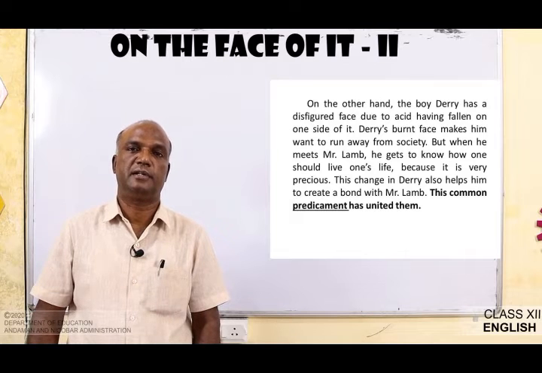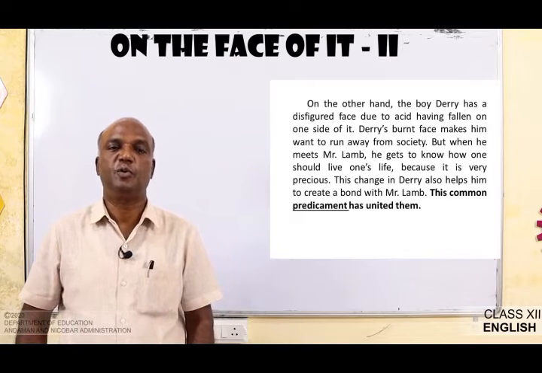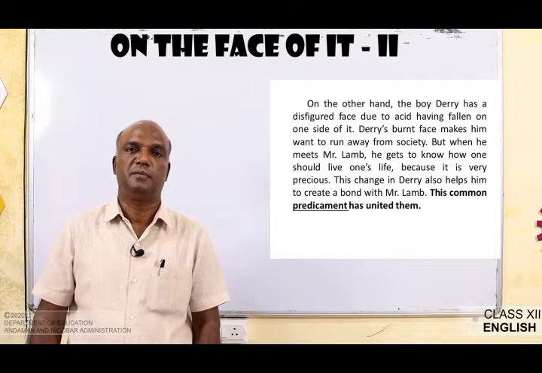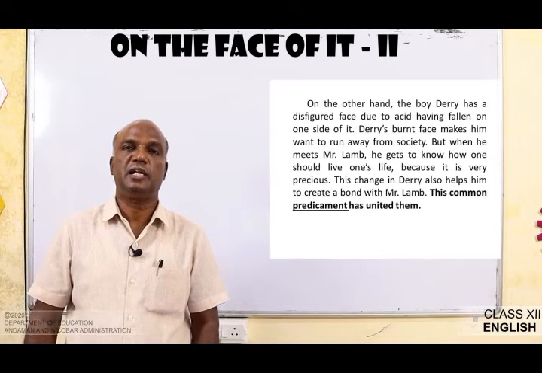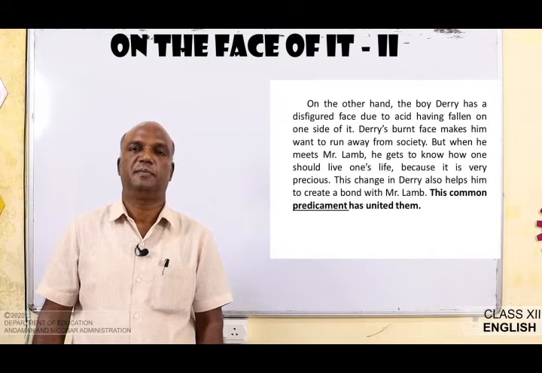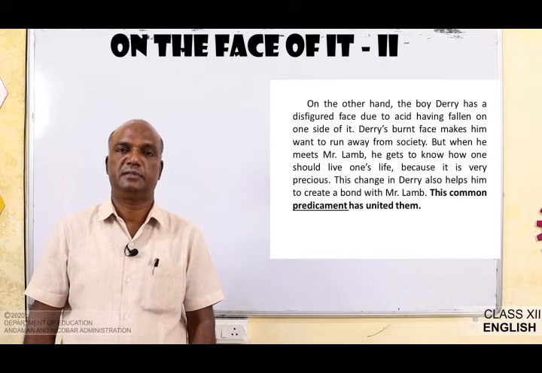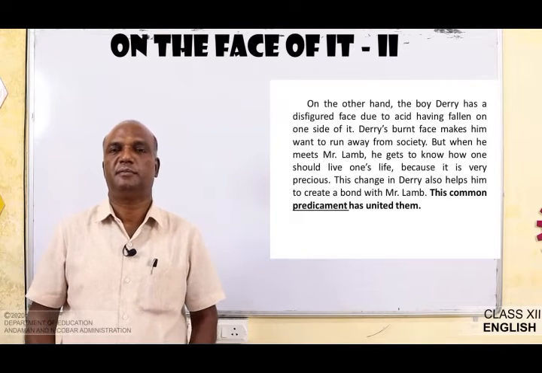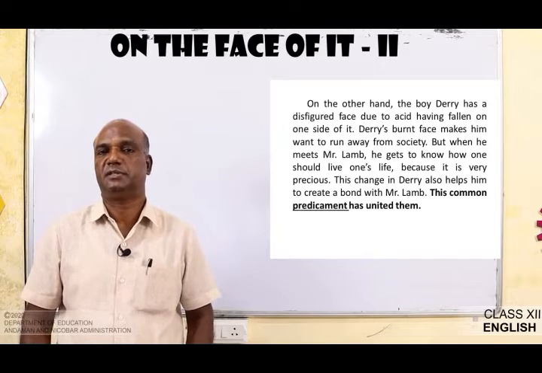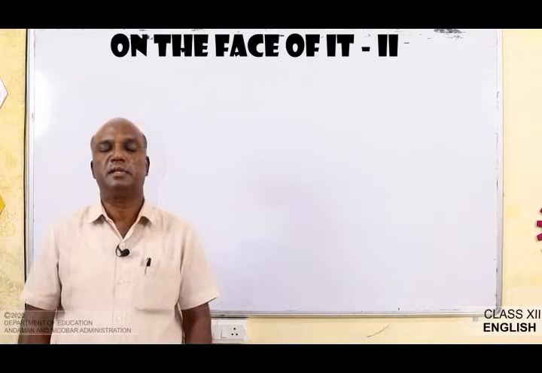Alienated, separated. But when he meets Mr. Lamb, he gets to know how one should live one's life. And he comes to know that it is a very precious one. This change in Derry also helps him to create a bond with Mr. Lamb. See, the last sentence is highlighted, or it is written in bold. This common predicament, that is plight, difficulties, both are handicapped, both are disabled, that united them. What is that bond? Their predicament. And the positive view of that old man has united them. Some in-text questions are there.